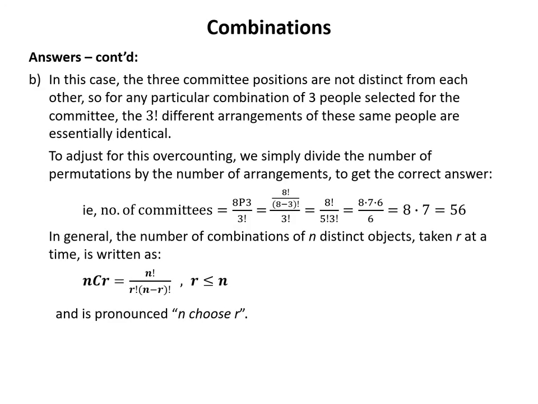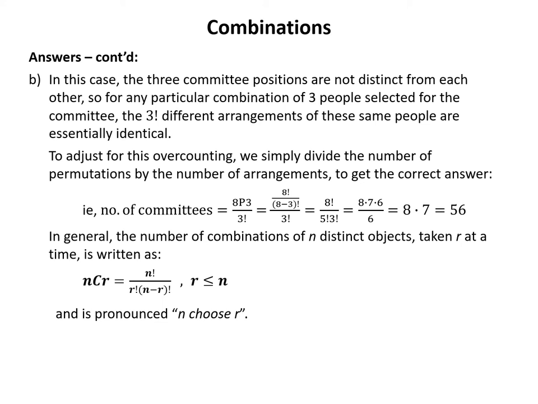In part B, the three committee positions are not distinct from each other. So for any particular combination of three people selected for the committee, the three factorial different ways they can be arranged gives you essentially an identical committee. So in order to adjust for this overcounting, we simply divide the number of permutations by the number of arrangements to get the correct answer.